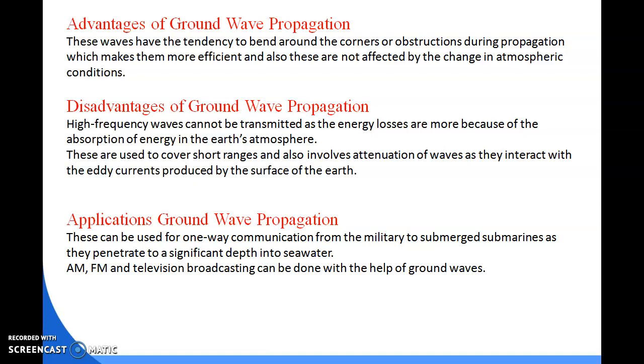So in the submarine case, you can use ground wave propagation to send the signals. Moreover, there is some advantage for short range signals when transmitting, but the disadvantage is that though it follows the curvature of the earth and the substances present on it, the data loss will also be more, because it is absorbed by the earth's atmosphere. And again, the best example of application is the submarine.